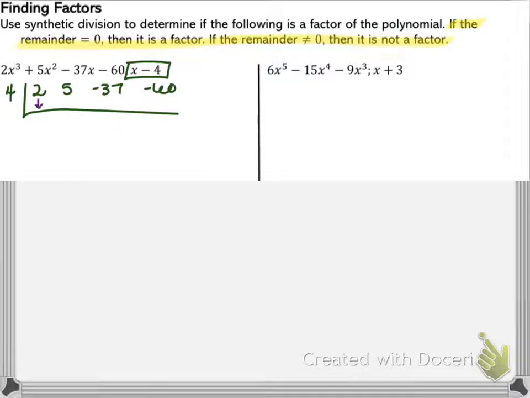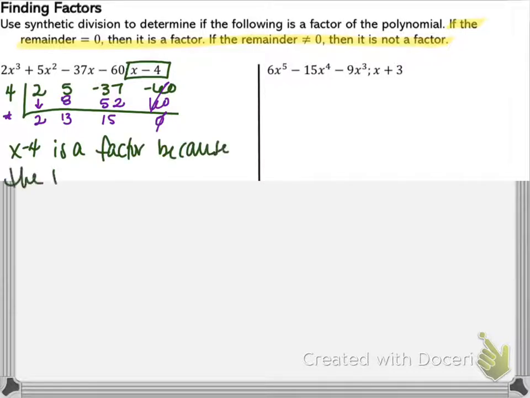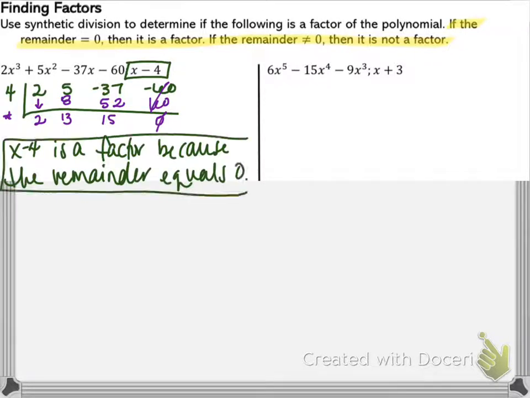Okay, first things first, carry down that first number, which happens to be a 2, and multiply and put it underneath the next number. So 4 times 2 is 8. It goes under the 5. Add downwards to get 13. 4 times 13 is 52. Add downwards, we get a positive 15. 4 times 15 is 60. That equals 0. They do, in fact, cancel out. So we would write the statement, x minus 4 is a factor because the remainder equals 0.